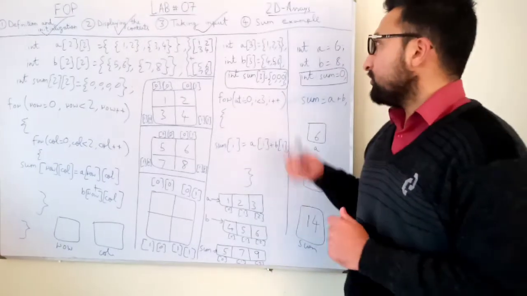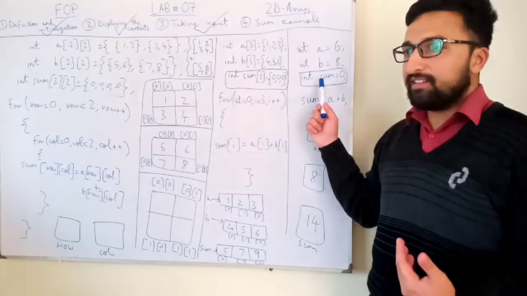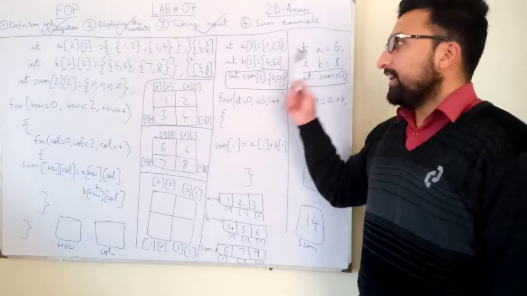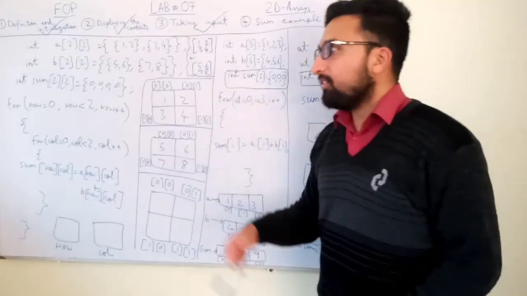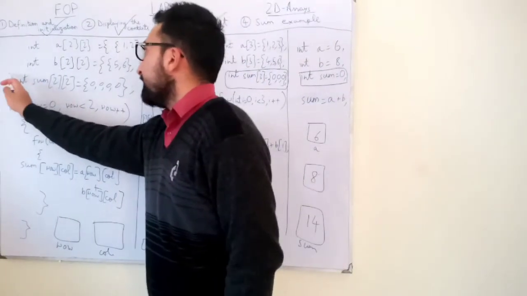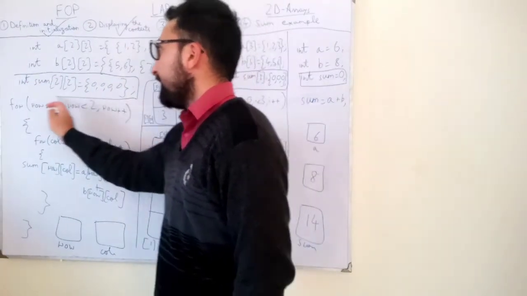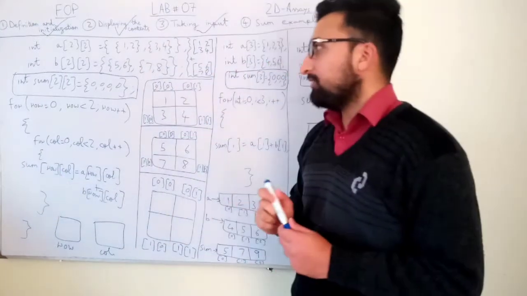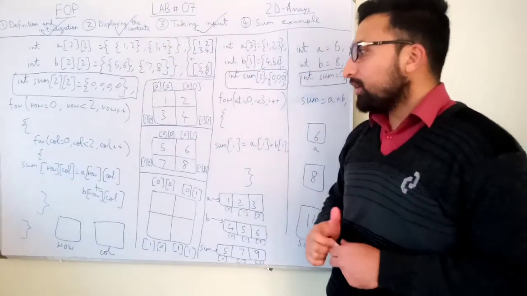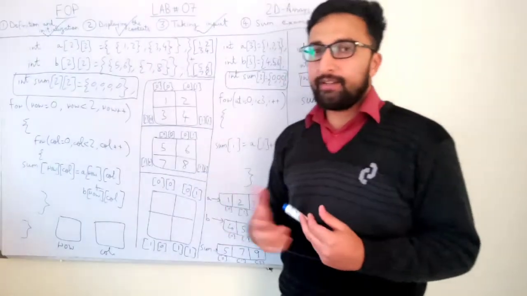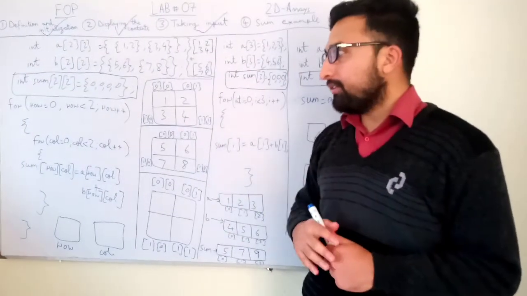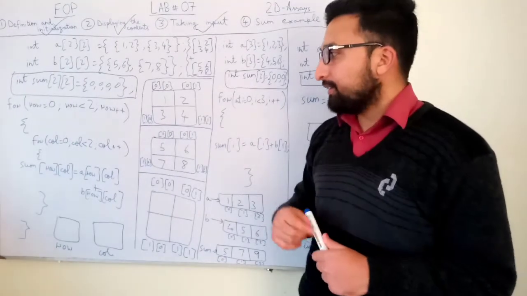Next, just as we used to reserve a summation variable, here we will have to reserve a two-dimensional summation array for storing our summation value. Then we put our logic in the nested for loop, i.e. two different for loops inside each other.